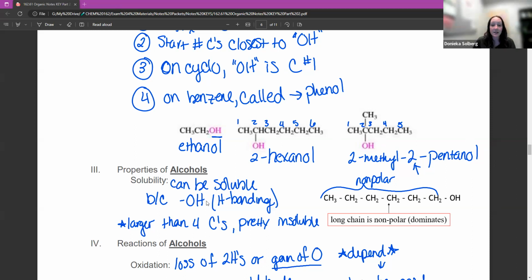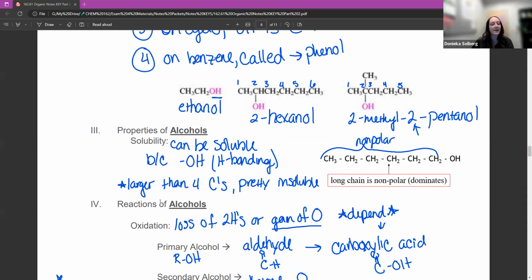So alcohols tend to be soluble in water. However, if you start getting higher than 3 carbons, then they're not very soluble, because like this molecule here, this is 1, 2, 3, 4, 5, 6. This is hexanol. This big part over here is nonpolar. This is the only part that's polar. So it's really not going to be very soluble, even though it can make some hydrogen bonds, because this is mostly nonpolar. Once you get past 4 carbons, not really going to be soluble.